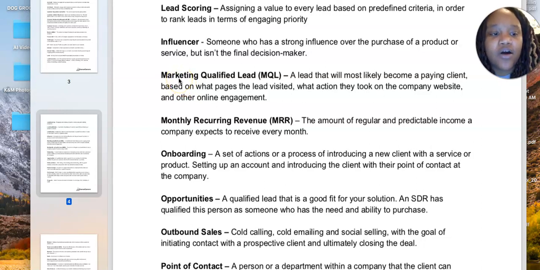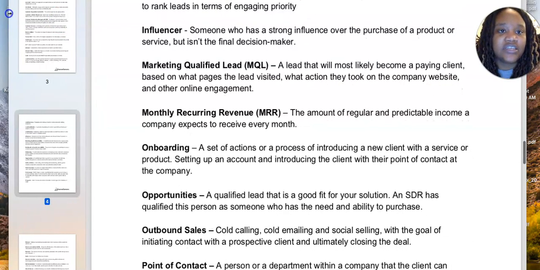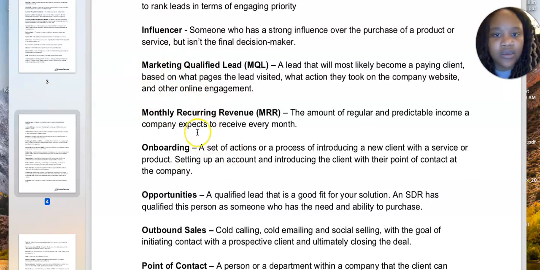Okay, so we have a marketing qualified lead. That's a lead that will most likely become a paying customer based off of the pages that led to the visit, so what actions they took on the website and other online engagements. Depending on what company you work for, you'll probably be able to see how this person landed, maybe in the chats, maybe as a lead for you.